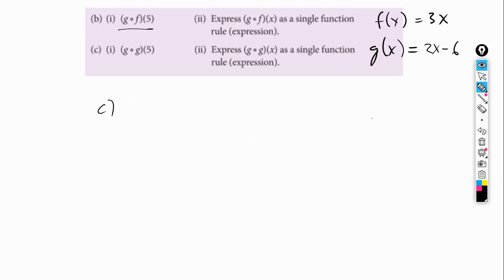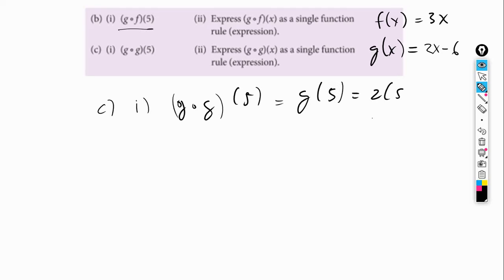And notice that for number 1, it says, what is g of g of 5? So that implies plugging in 5 in g of x, and then whatever we get from that, plug it again into g of x. So this would be g of 5 is equal to 2 times 5 minus 6, and this is going to equal 4. So what's g of 4? g of 4 is going to be 2 times 4 minus 6, and this is going to equal 2.